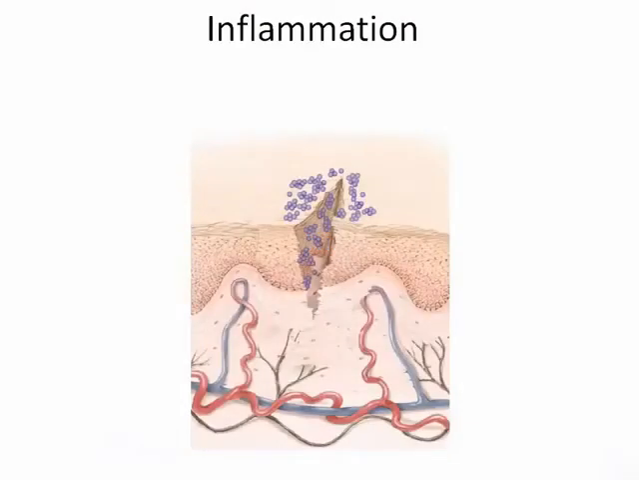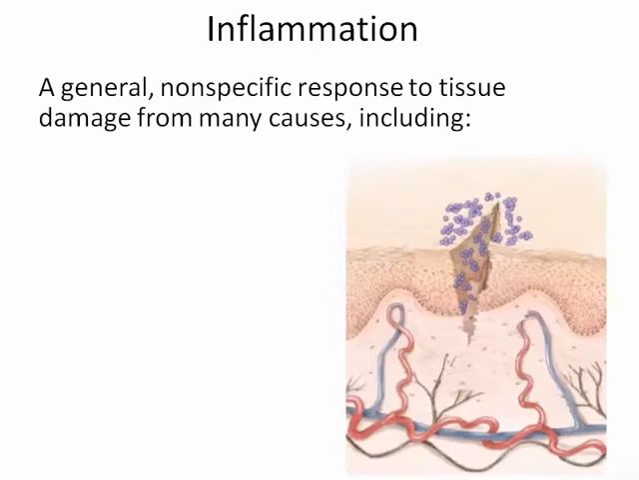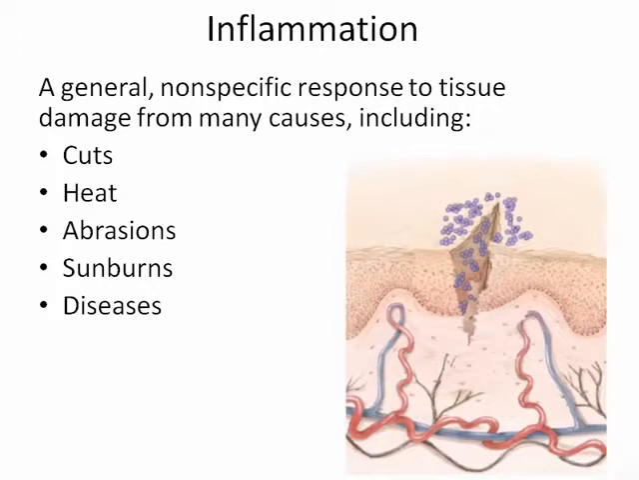When tissue is damaged, for example as shown here by an infected cut, one of your defensive responses is inflammation. This video examines some aspects of this defense. Inflammation is a general, non-specific response to tissue damage. Damage could result from many causes: cuts, heat, abrasions, sunburn, disease, or pathogens.